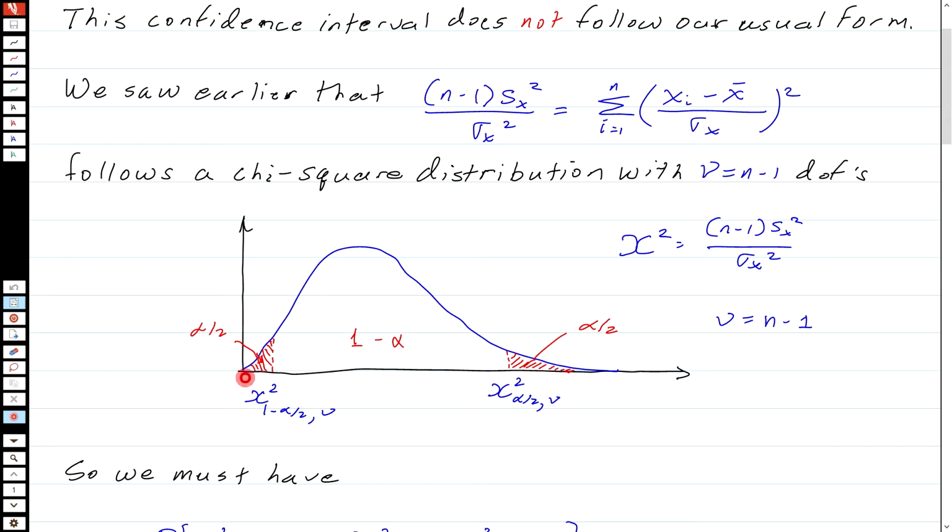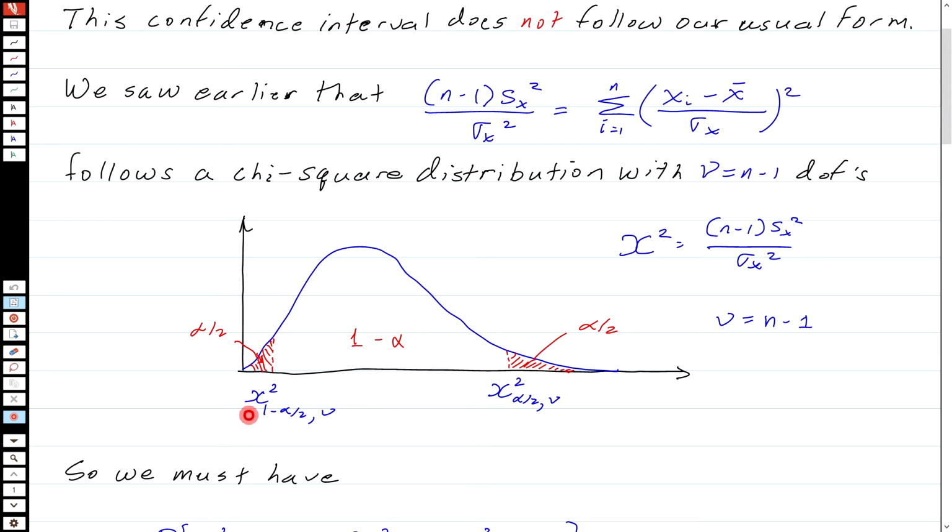It starts at 0. It can't be negative because a sum of squared terms cannot be negative. It's going to be positive. So it has this non-negative shape skewed to the right, and then we can look up values along the horizontal axis that have areas associated with them. For example, chi-squared subscript alpha by 2 with nu degrees of freedom will be that point along this axis with area to the right of it of alpha by 2. These values will come from the last table in our summary pages, the chi-squared table.